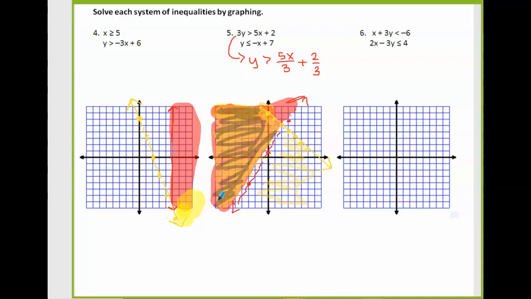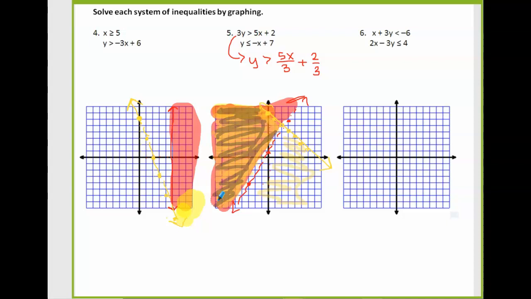So if we were being tested or assessed on this, you need to make sure that that overlap is darker. Obviously, I still have the yellow over there. That's not wrong, but I need to know exactly where the darkest points are.